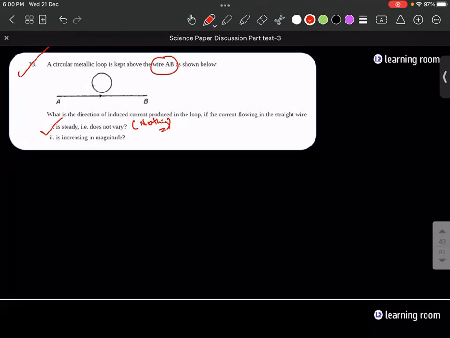Then what about increasing in magnitude? When the current is increasing in magnitude, when you apply the right hand thumb rule, you can say that the magnetic field is out of the plane. When the magnetic field is out of the plane, the part that you're actually seeing is going to be the north pole. When it is going to be the north pole, current starts flowing in the anti-clockwise direction.